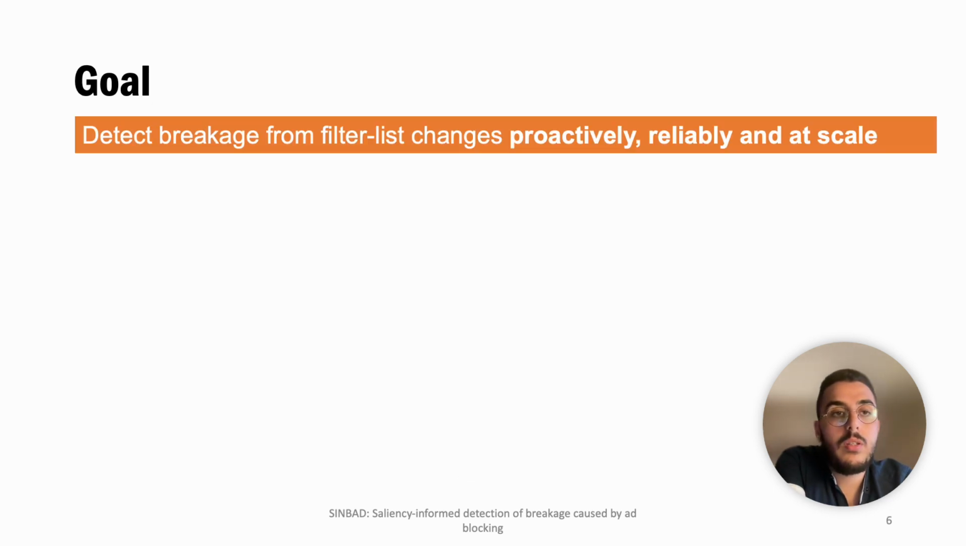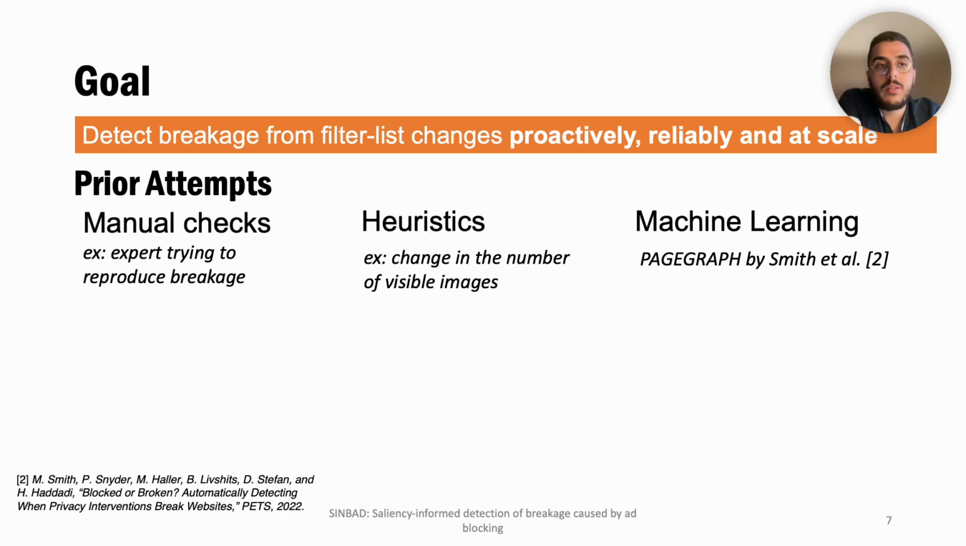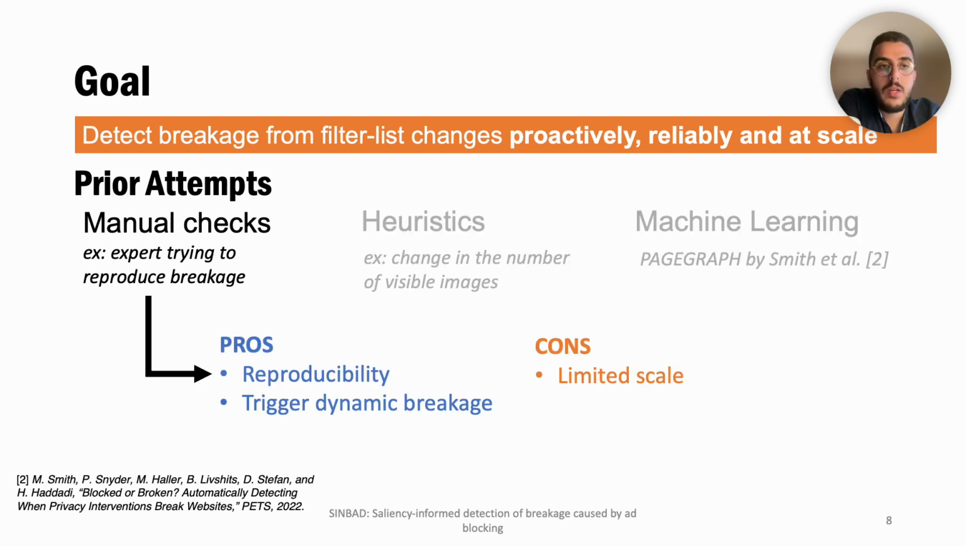So, in our study, we focus on trying to detect breakage from filter lists in ways that are more proactive, reliable, and at scale. Prior work in this domain can be classified into three main categories. First, we have manual checks, where we have some experts trying to perform accurate interactions that can reproduce all sorts of breakage. However, as shown previously, this cannot scale to many different sites at once.